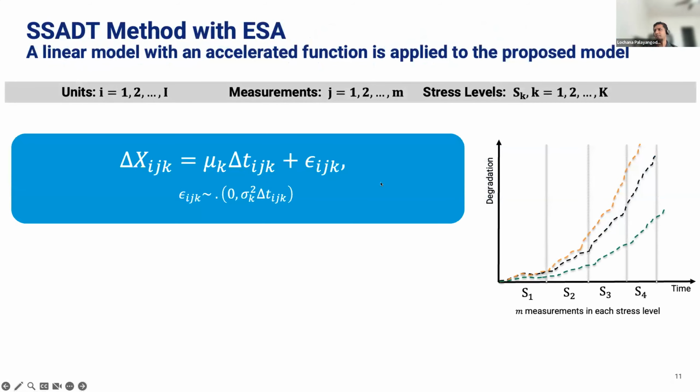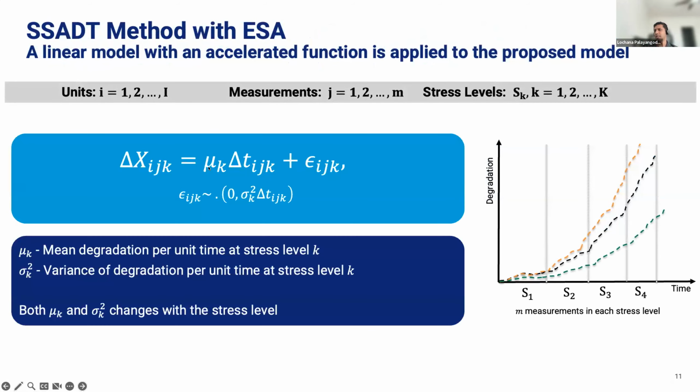So if I briefly explain what the model is, as you can see, these degradation data we model with mainly two items. One is the average, the other one is the variance of the degradation. As you know, the mean, or the average, and the variance change with the stress level. If you have a higher stress level, the mean and the variance change with that as well.